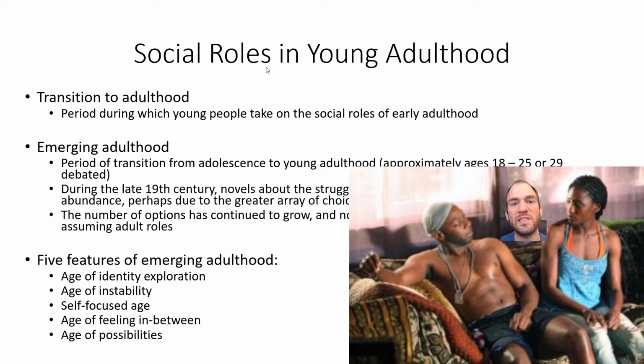So now, taking a step back towards a generalized view of social roles in young adulthood. Transition to adulthood is a period during which young people take on the social roles of early adulthood. Emerging adulthood, the debated transition from adolescence to young adulthood, is approximately ages 18 to 25 or 29. During the 19th century, novels about the struggle of adolescence first appeared in abundance, perhaps due to the greater array of choices adolescents had. The number of options has continued to grow, and now people often take longer before assuming adult roles. And then we have 5 features of emerging adulthood that we'll walk through.